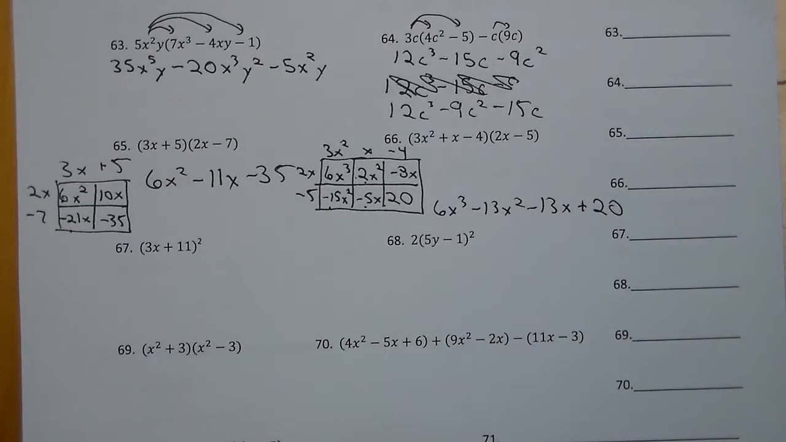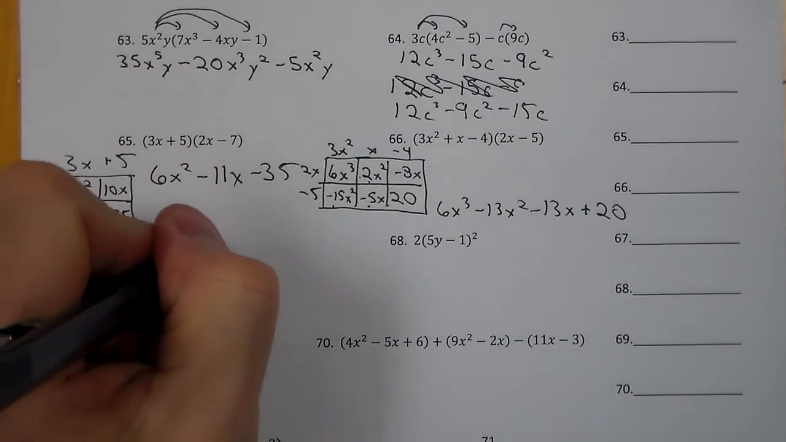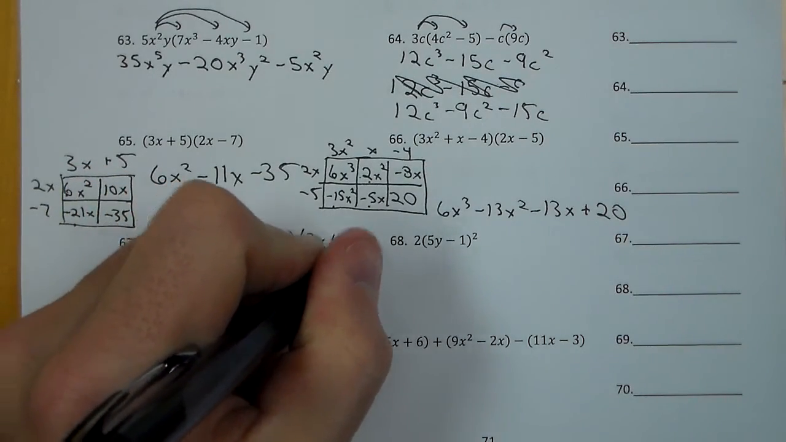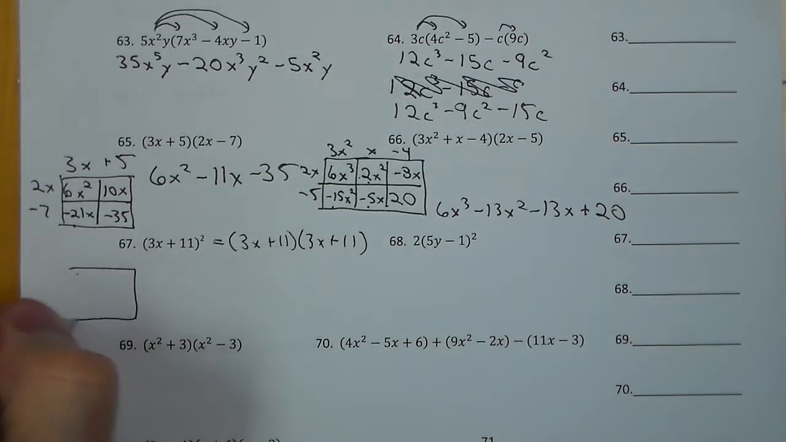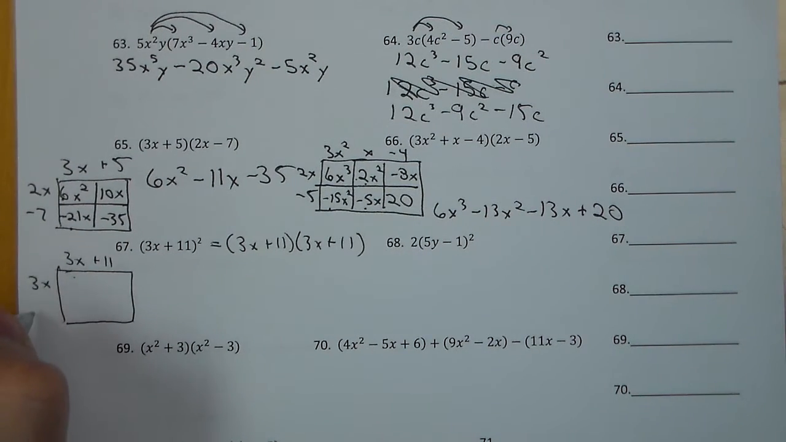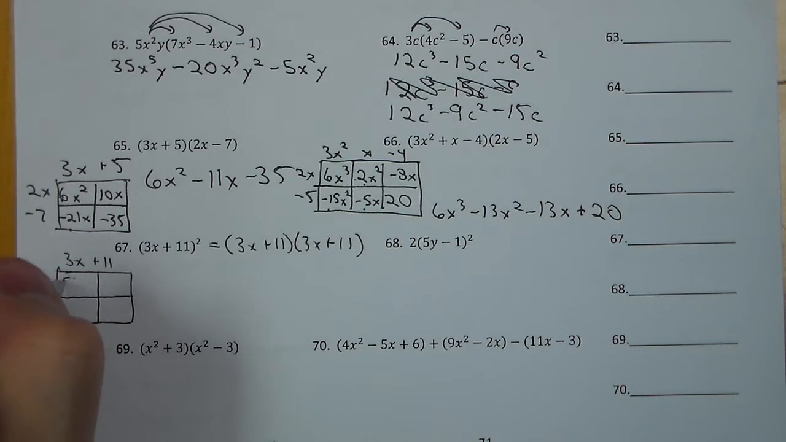For 67, do not make it 9x squared plus 121. Don't just distribute in that exponent. It's addition on the inside. We need to remember this as 3x plus 11, 3x plus 11, and multiply like we would in the previous two problems with the box. If you just go in and square things, you forget terms. It is not mathematically correct, so don't do it.